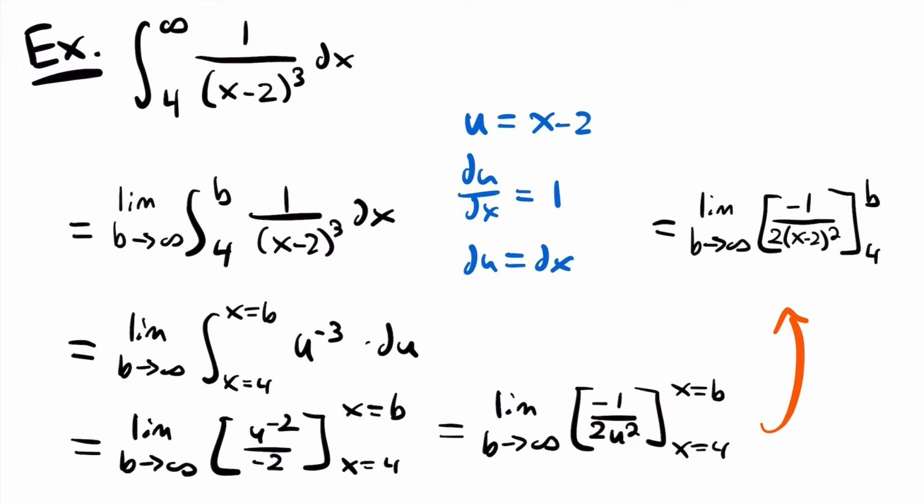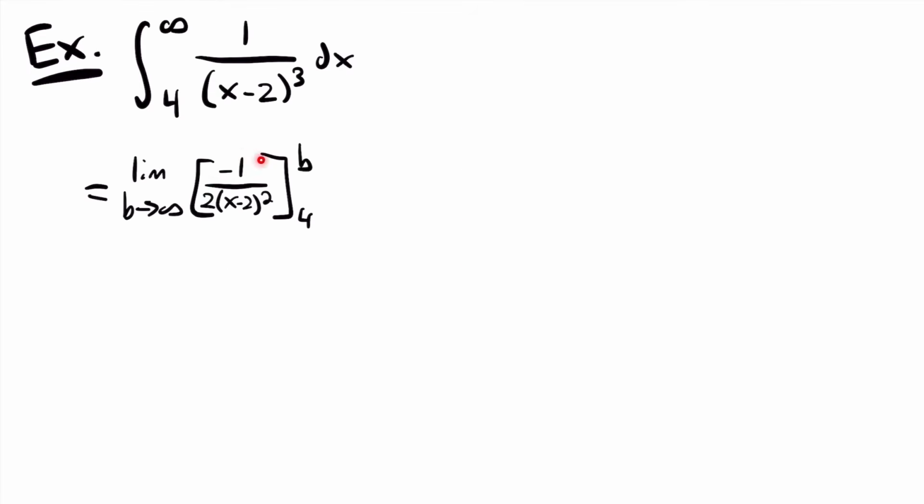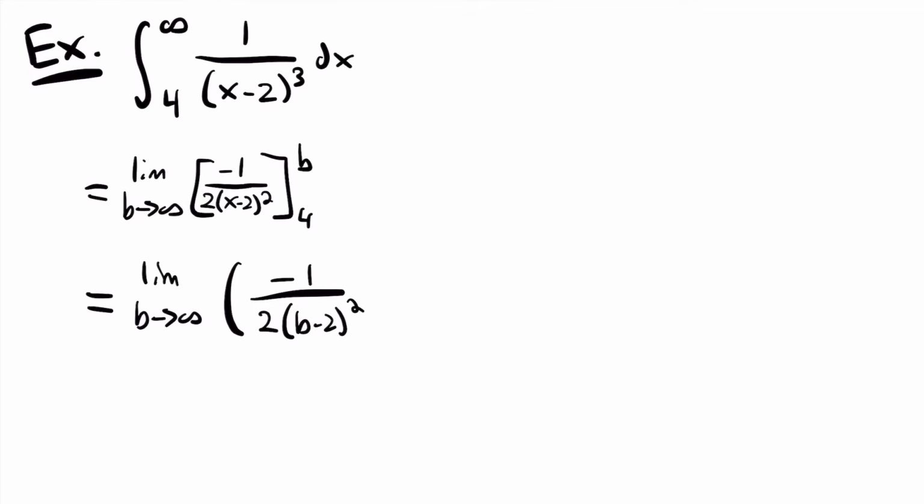All right, so now if I clean up my work here, we can evaluate this expression at b and then subtract the evaluation at 4. So we will have that this is equal to the limit as b approaches infinity of negative 1 divided by 2 times (b minus 2) squared. And then we will subtract negative 1 divided by 2 times (4 minus 2) squared. All right, now these two negatives will cancel out to become positive, so I'll just rewrite that. We'll have plus 1 divided by 2 times (4 minus 2) squared.